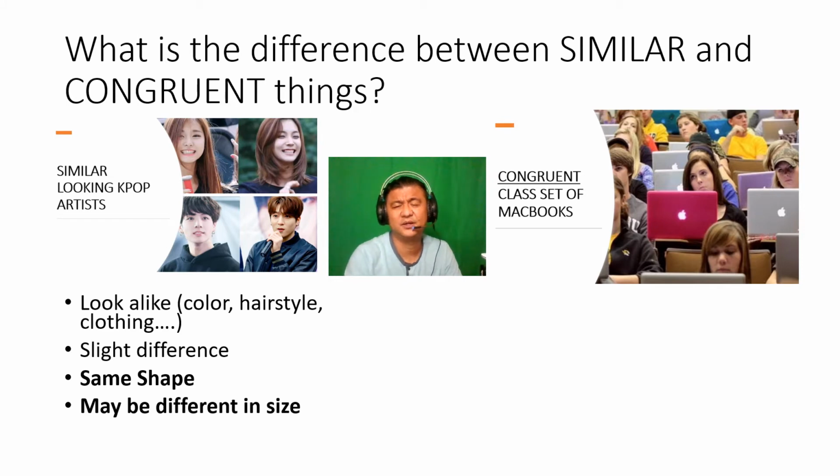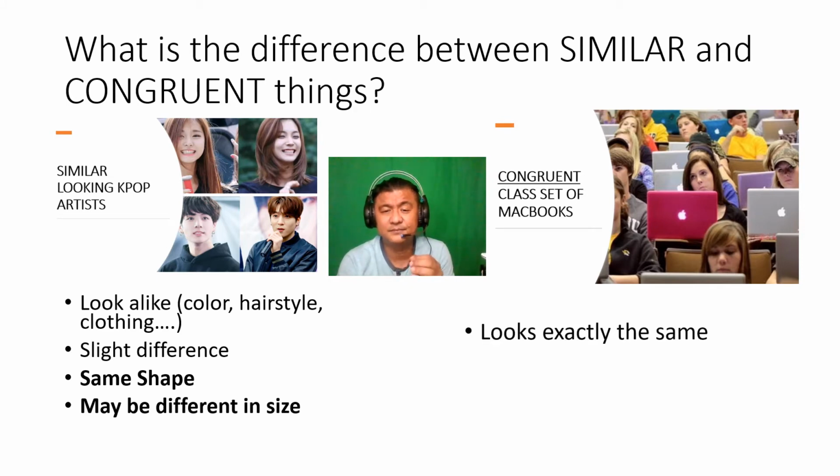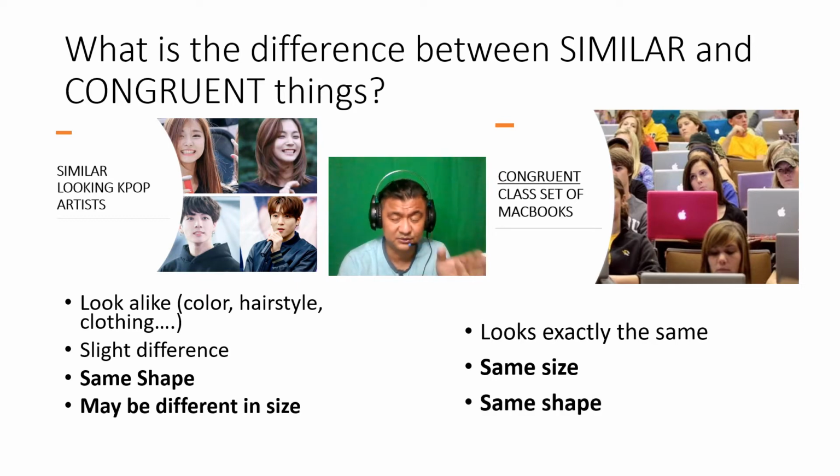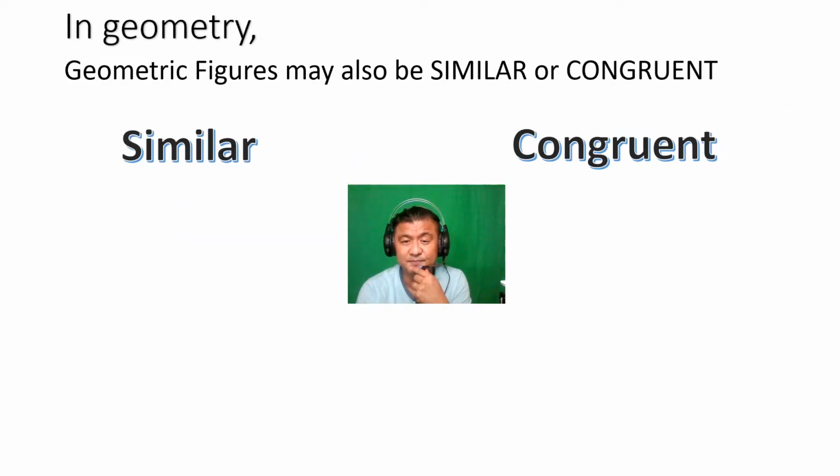What do we mean by congruent? It looks exactly the same. The length of those MacBooks are the same as the length of the other MacBook. Same size, yes. You measure the angles, you measure the length, they're the same. And exactly the same shape. One MacBook is rectangular shape, the other MacBook cannot be triangular shape.